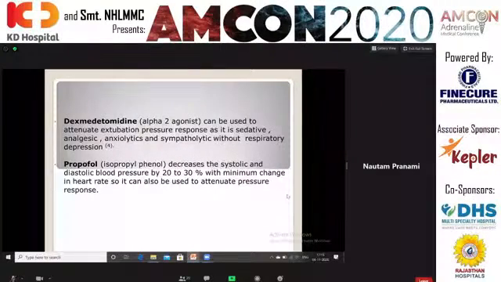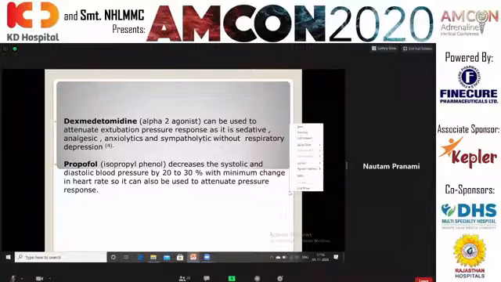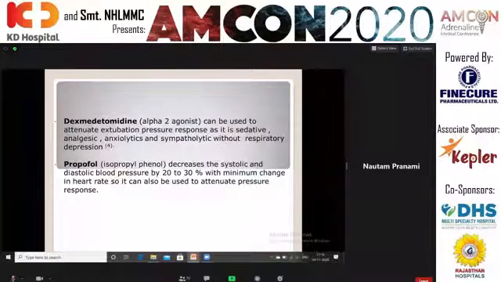Dexmedetomidine can be used to attenuate the extubation response, as it is sedative, sympatholytic, anxiolytic, and analgesic without respiratory depression. Propofol decreases the systolic and diastolic blood pressure by 20 to 30% with minimal change in the heart rate. It can also be used to attenuate the pressure response.